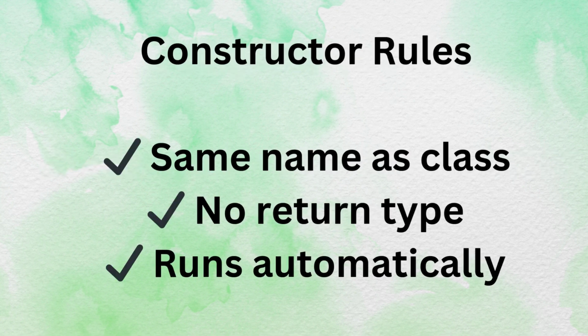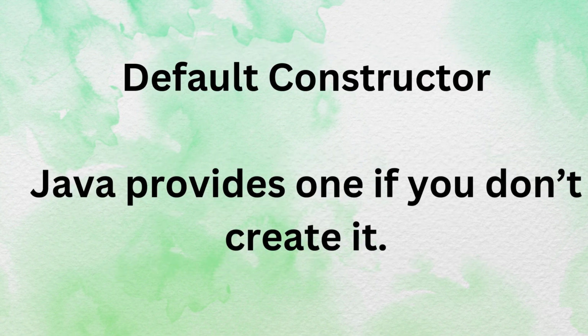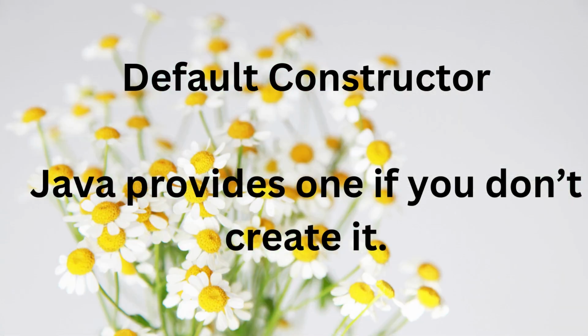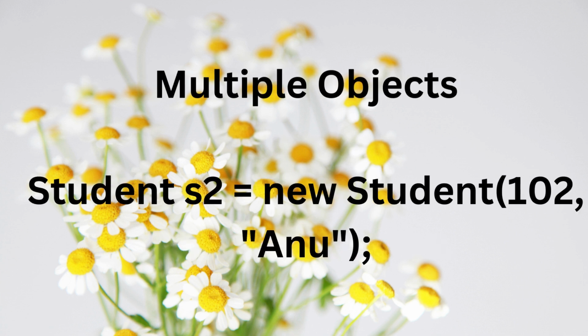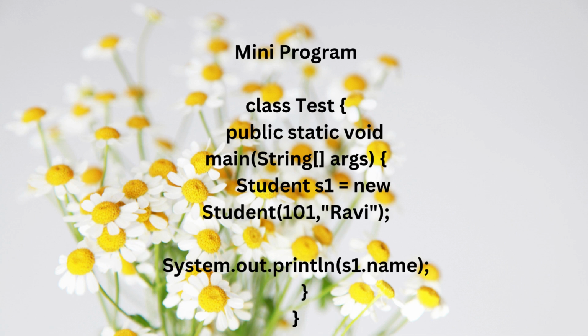Java also provides a default constructor if we don't write one. But once we create our own constructor, the default one is removed. Using constructors helps ensure that objects are created with proper initial values. We can create multiple objects from the same class. Each object has its own data, even though they use the same blueprint.